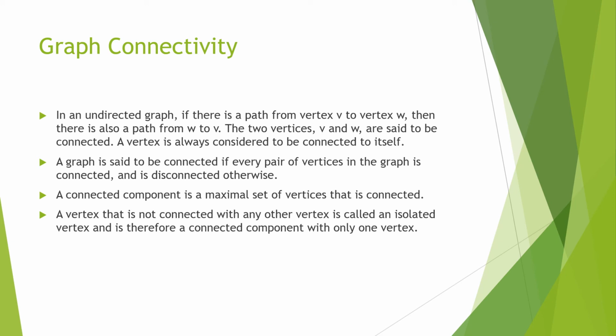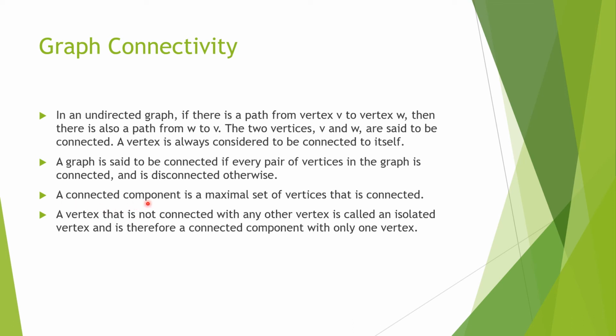A graph is said to be connected if every pair of vertices that you pick in that graph are connected, and it is disconnected otherwise. So when do we say a graph is disconnected? If you can find a pair of vertices for which there's no path from one vertex to another.